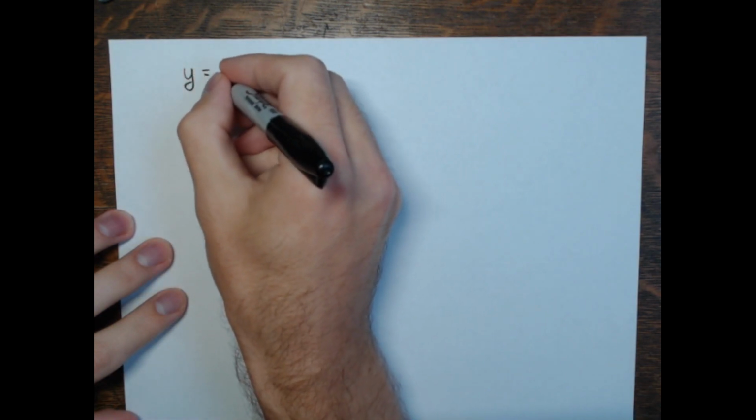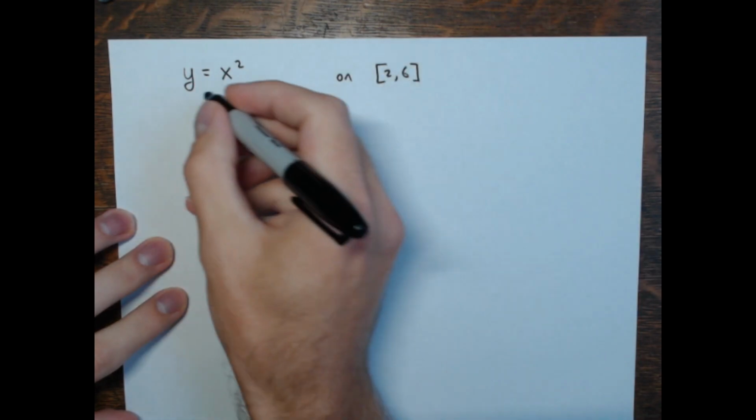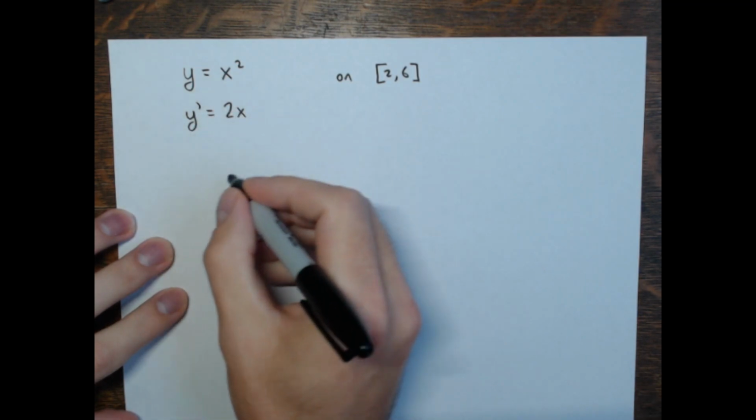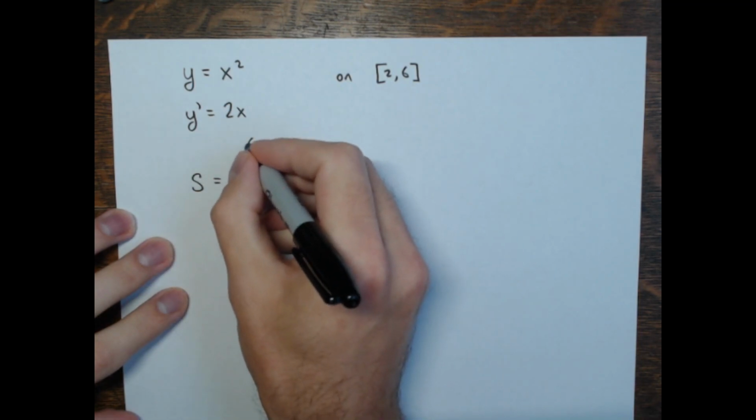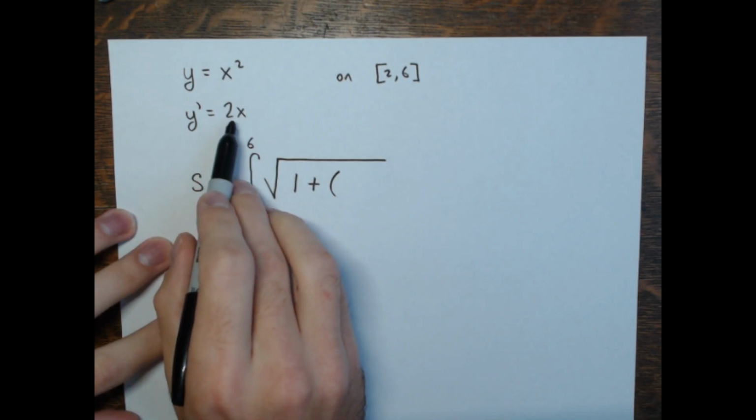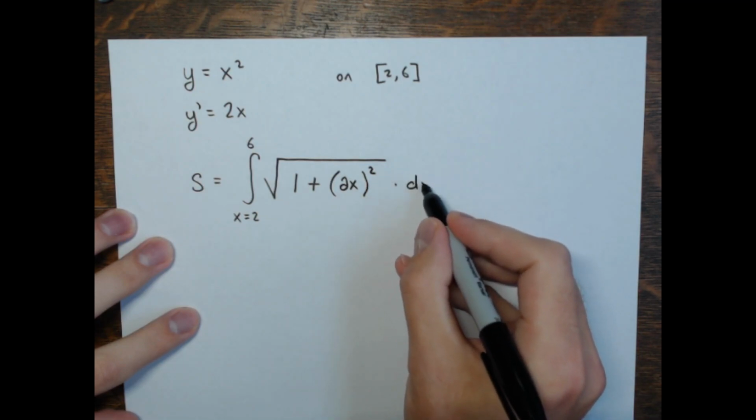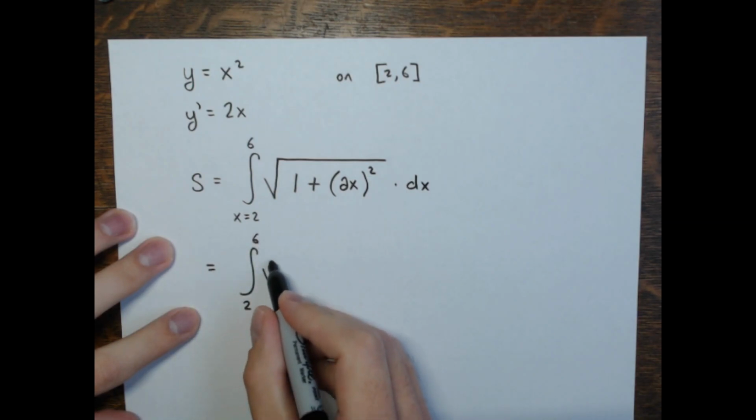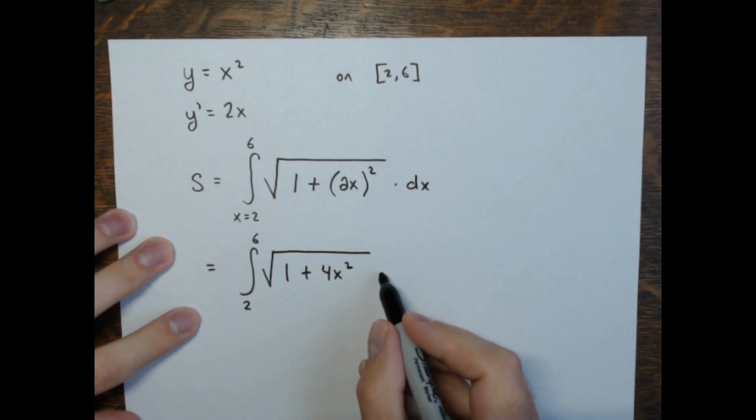So yeah, y is given as a function of x, right? And then we're on some interval from x equals 2 to 6. And if I'm doing the arc length integral, I need y prime. It should be 2x, right? So the arc length, s, is the integral from x equals 2 to 6 of the square root of 1 plus y prime squared, so 2x squared, and then times your dx out here. Right? So that's the integral from 2 to 6 of the square root of 1 plus 4x squared, 2x times 2x, and then times dx.